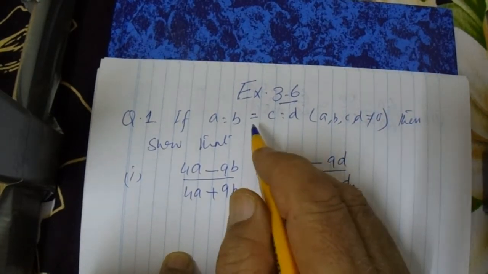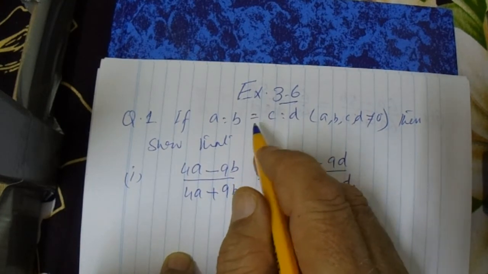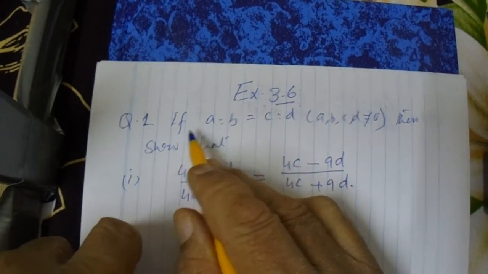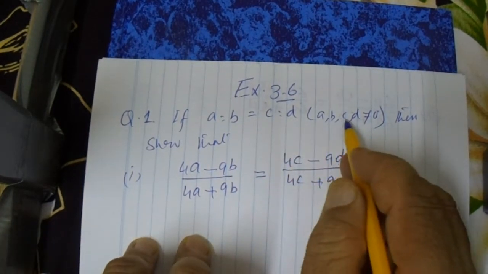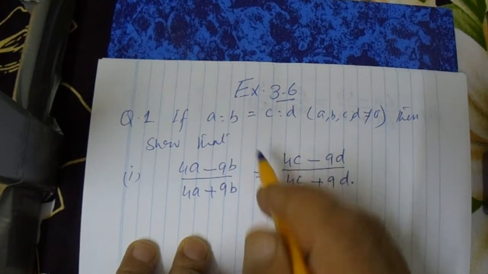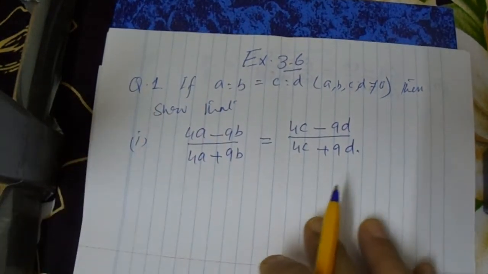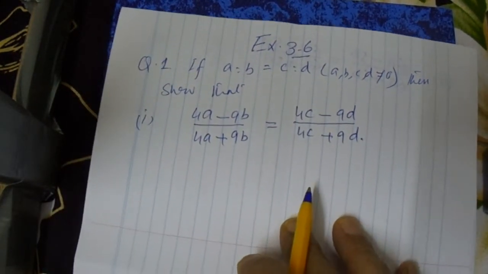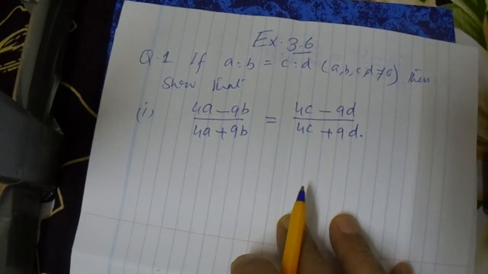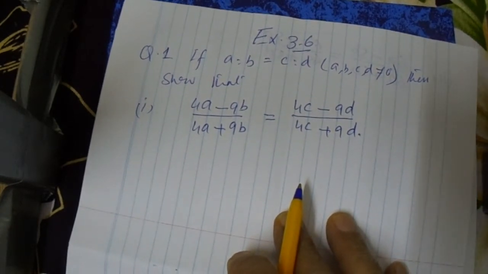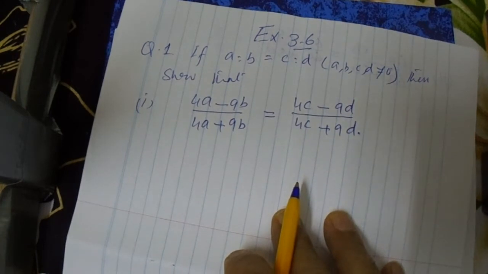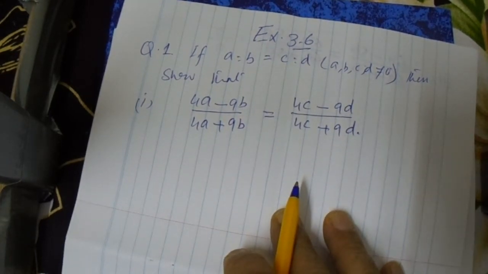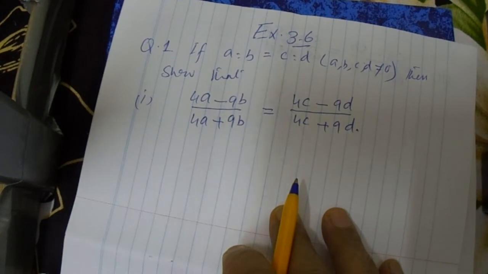Students, we start exercise 3.6. Now question number 1 is, if A ratio B is equal to C ratio D, where A, B, C, D are not equal to 0, then show that. In this exercise we will use the K method.